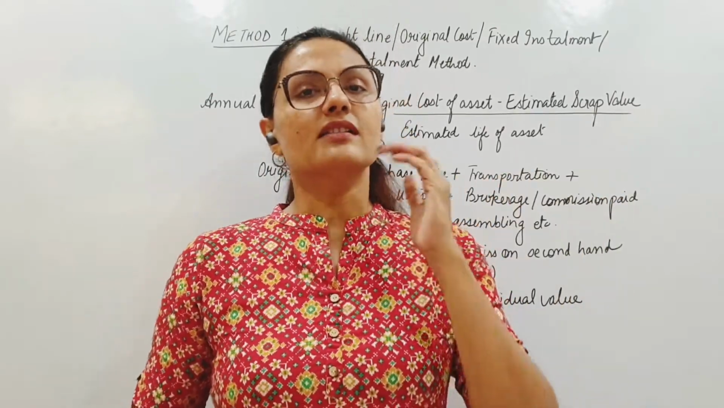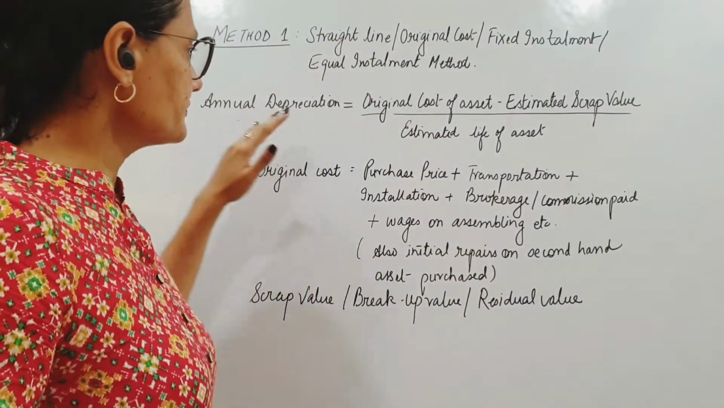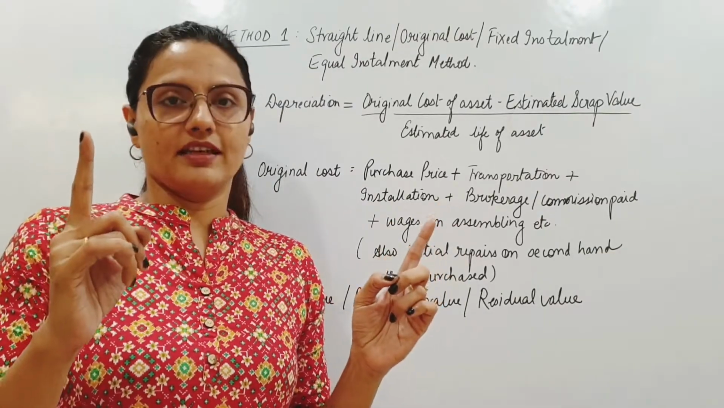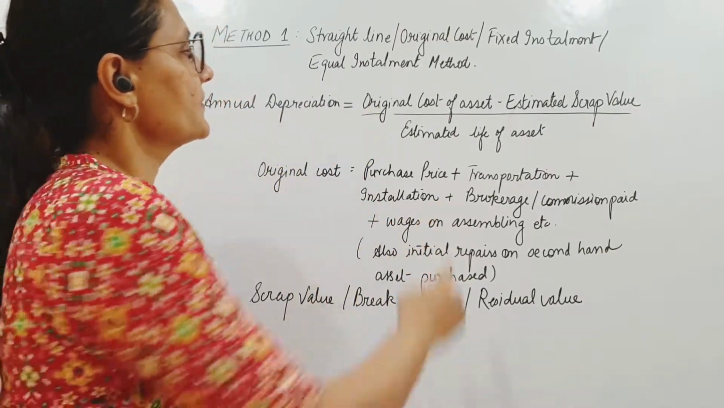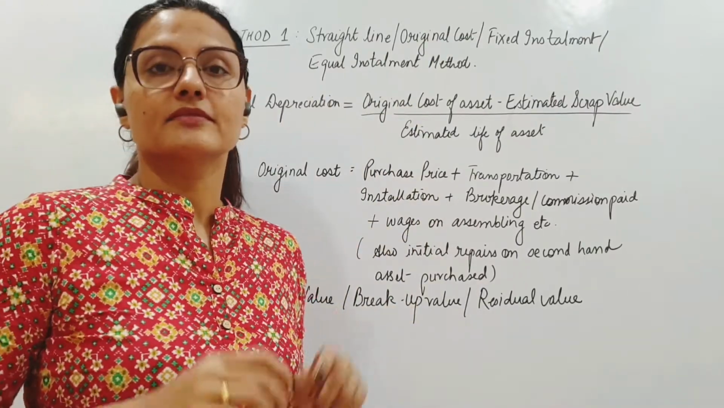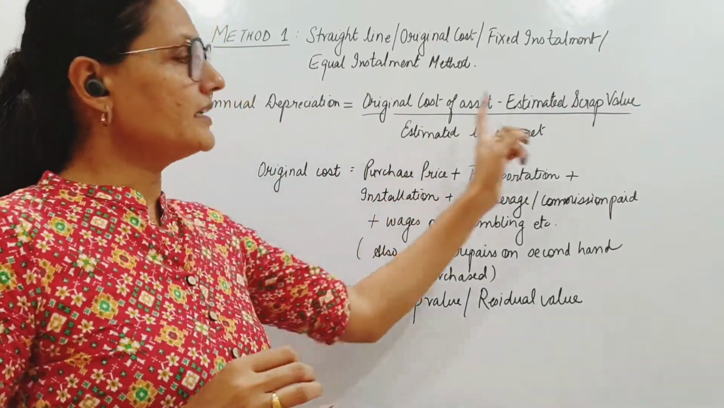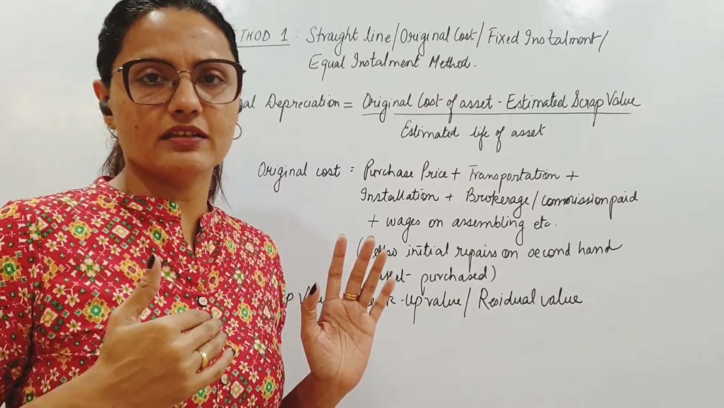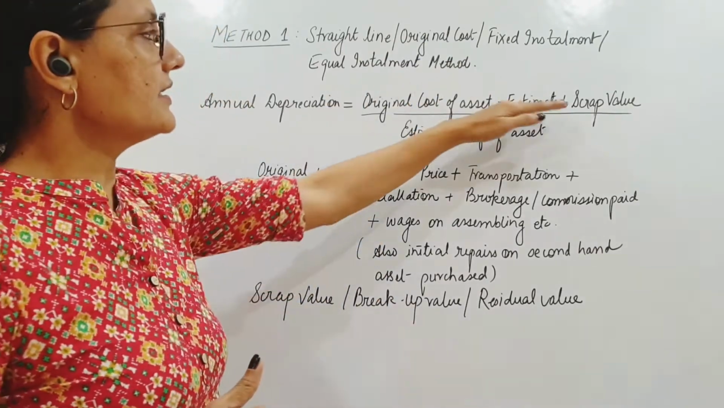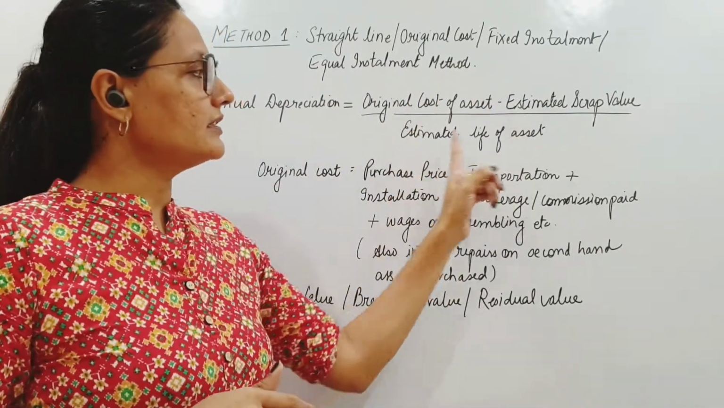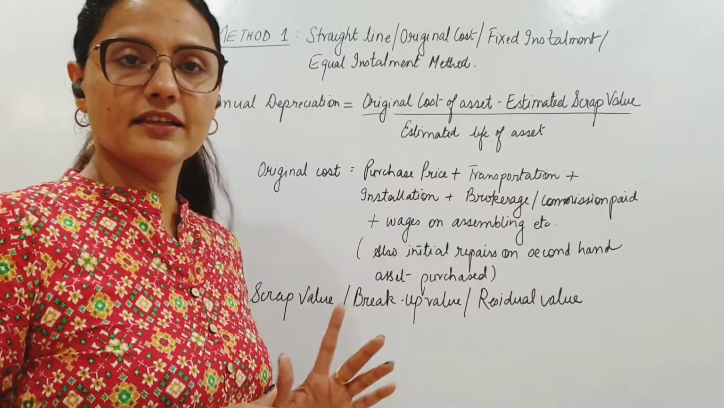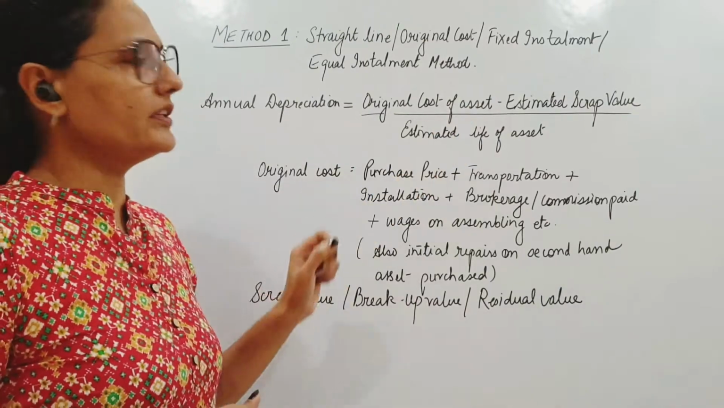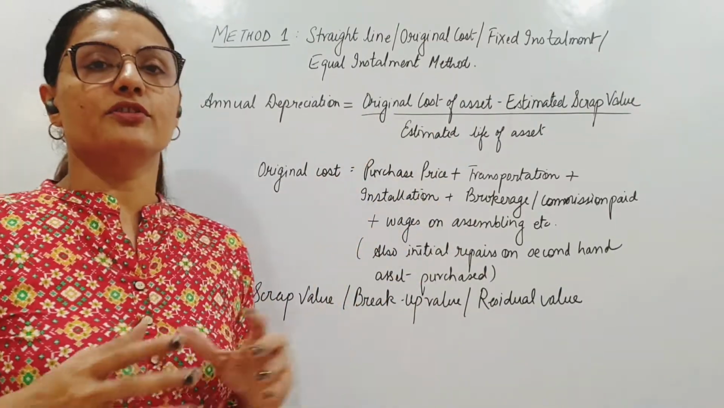ठीक है? So now there is a very simple formula to calculate the annual depreciation. मतलब हर साल का. अगर एक पूरा साल यूज करते हैं तो कितना depreciation होगा? Original cost of the asset minus the scrap value, because that I am going to receive at the end of the useful life of the asset. This amount will be spread out over the estimated life of the asset. So इसको divide कर देते हैं. Clear? So this formula will be useful.